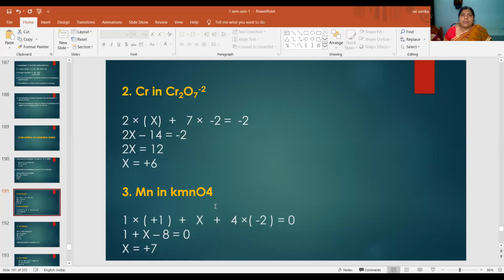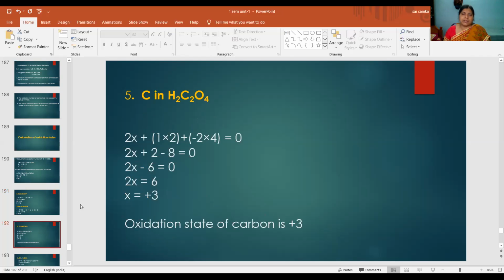Then Mn in KMnO4. You don't know the oxidation state of Mn, so it will be kept as x. Then K is the first group element, so plus 1, O minus 2. So how many potassium? 1. 1 into plus 1 plus x plus 4 into minus 2 equal to 0. So 1 plus x minus 8 equal to 0. x is equal to plus 7. So the oxidation state of Mn in KMnO4 is plus 7.